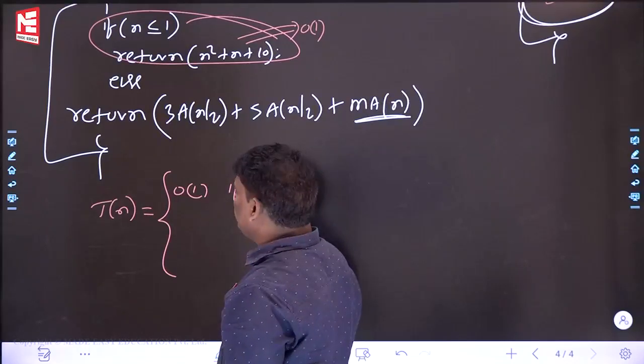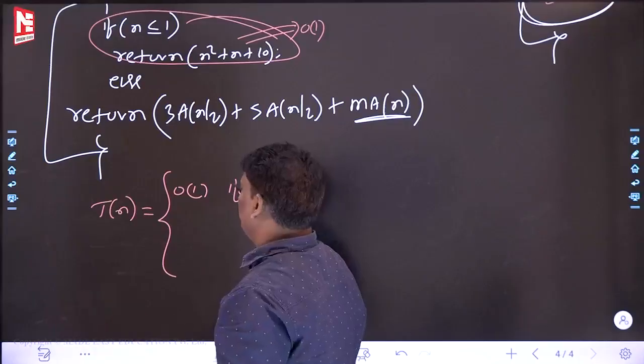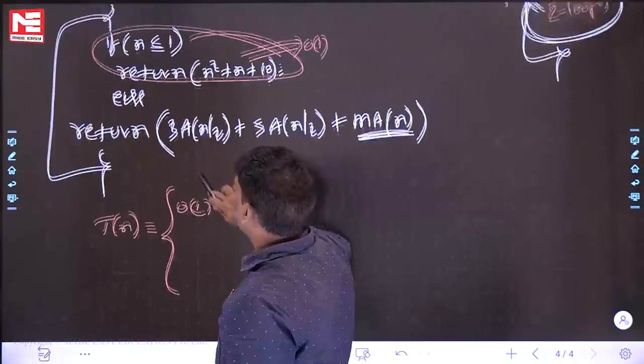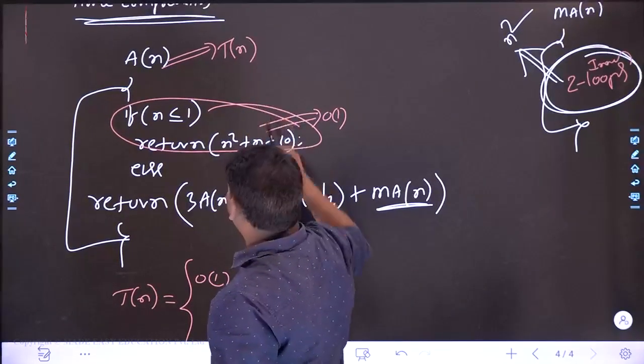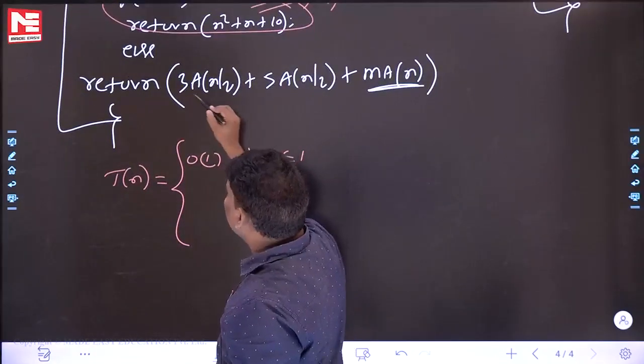Recursive program, if you want to find the time complexity, write the recurrence relation and solve it. Right? I'm doing that. So small problem, constant time. See the big problem. A of n will take T of n. That's okay. A of n will take T of n. That is fine. Now what is this one?